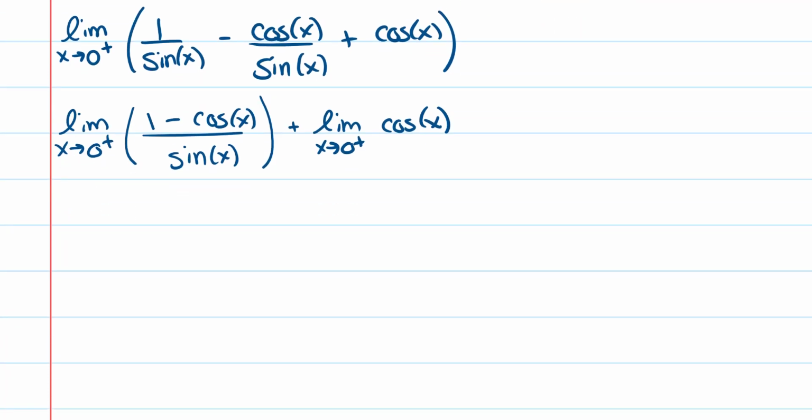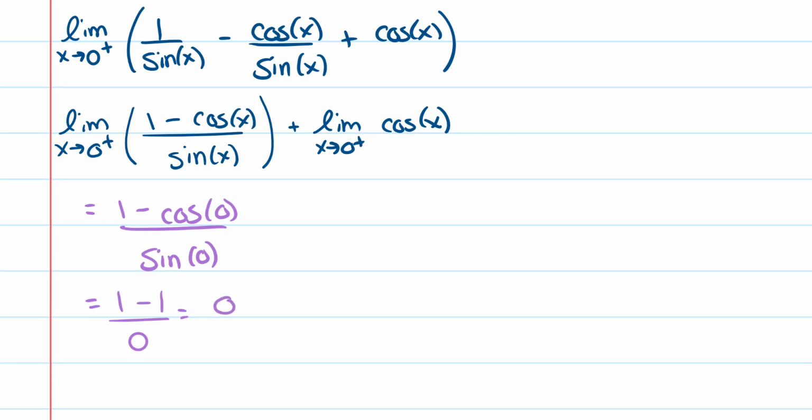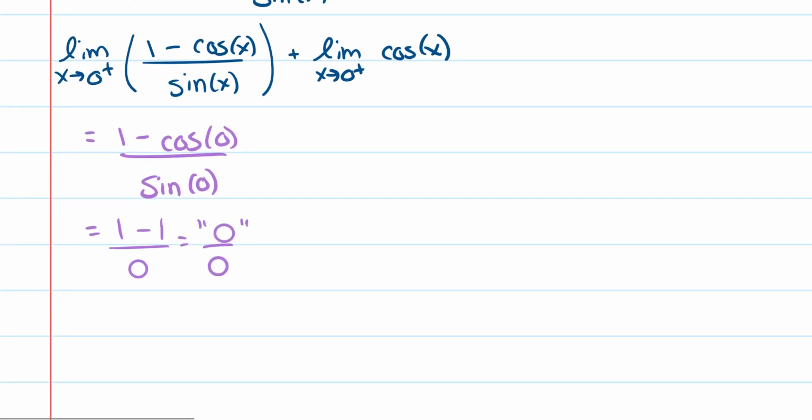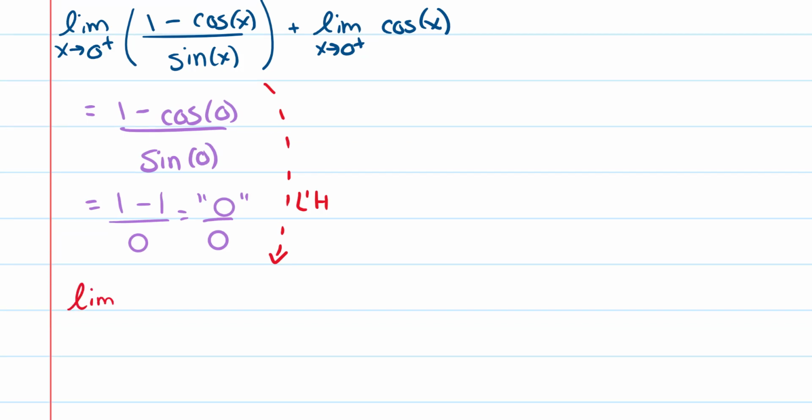So when I try doing a direct substitution now, I get 1 minus cosine of 0 over sine of 0. So this is equal to 1 minus 1 over 0, which is going to give me 0 over 0. This means I need to use L'Hopital's rule on this part. So I'm going to bring this part down, and I'm going to use L'Hopital's rule on it. This becomes the limit as x approaches 0 from the right, and the derivative of the numerator is just negative sine, so it's negative negative, so you get a positive. So this is sine of x divided by cosine of x. And then this part we're just going to bring down.